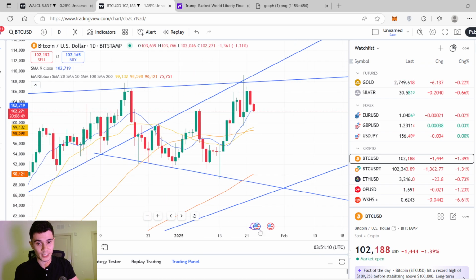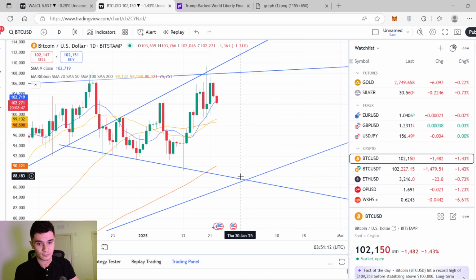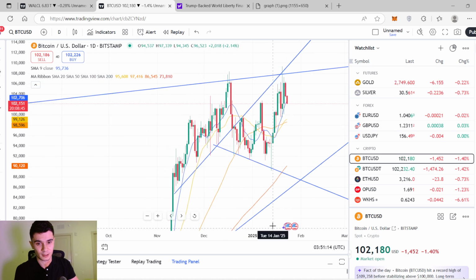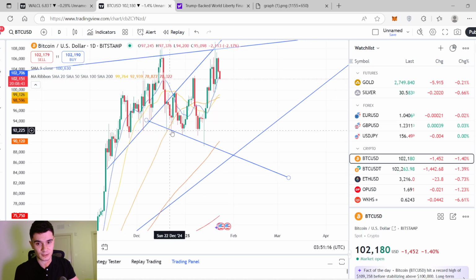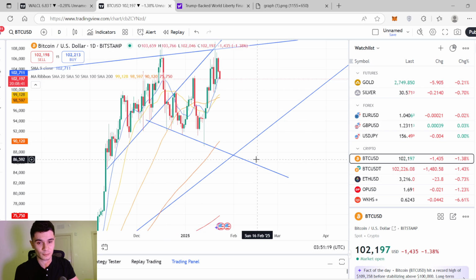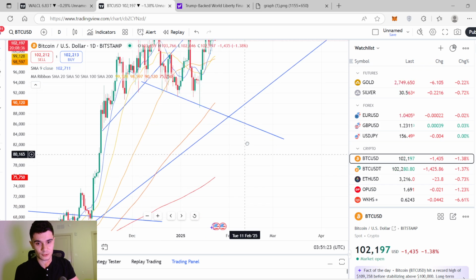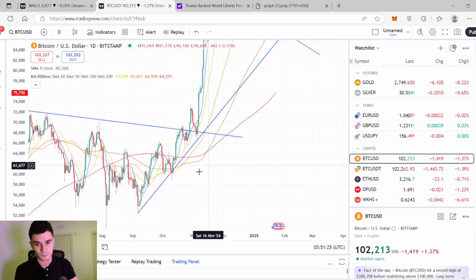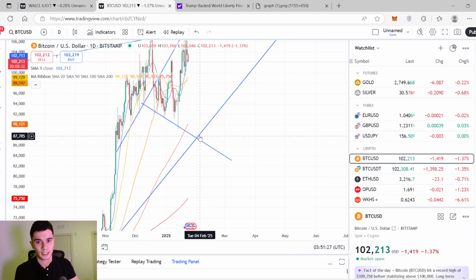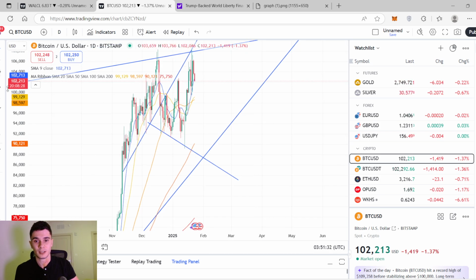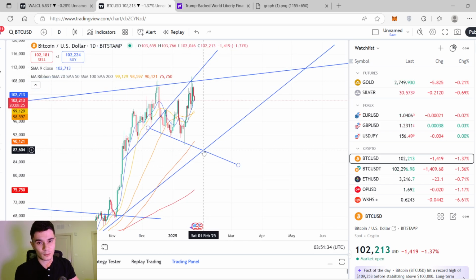I don't know where it can go. Might go here. There's a lot of support around this area because there's a downsloping channel, like a downsloping trend line right here connecting these lows, and then there's an upsloping trend line that connects these lows right here, and they cross around the end of January, beginning of February. So will we see the price going here to this point around 87,000? We'll see.